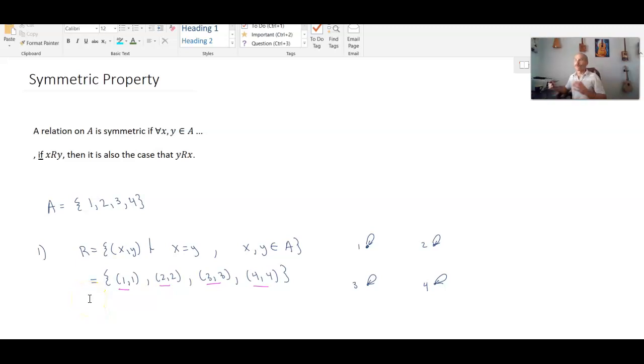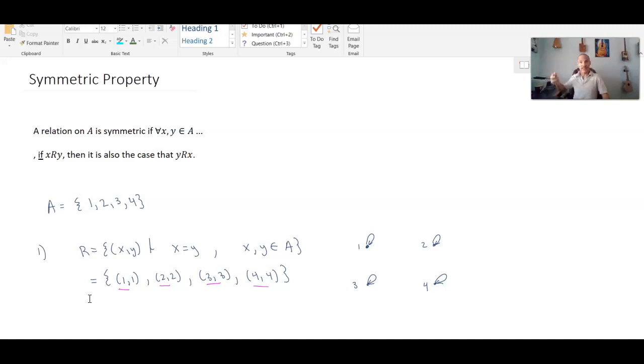Welcome back. We're now ready to take a look at the symmetric property. This property, just like the reflexive property, operates on the set A. So we say that a relation on a set has the symmetric property when an element relates to another element, that they still relate to one another when you swap their order.